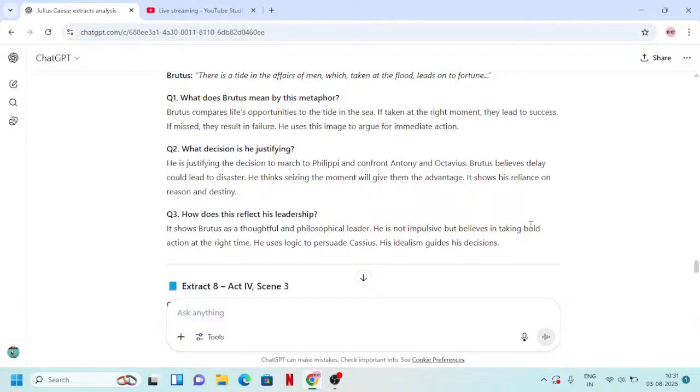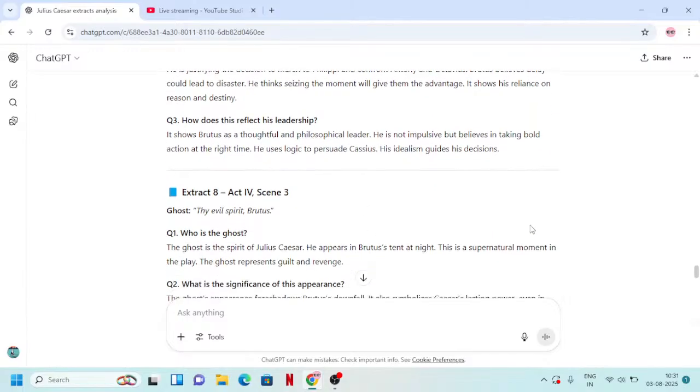So he uses this image to argue for immediate action, because it's the peak time to take some decision or action. What decision is he justifying? He is justifying the decision to march to Philippi and confront Antony and Octavius. Brutus believes delay could lead to disaster. He thinks seizing the moment will give them the advantage. It shows his belief in reason and destiny.